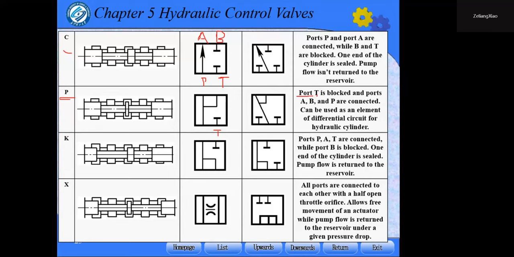P type. So the port P is the blockage, and the ports A, B, and T are connected. A, B are connected. So let's go through. It can be used as an element of a differential circuit for a hydraulic cylinder.